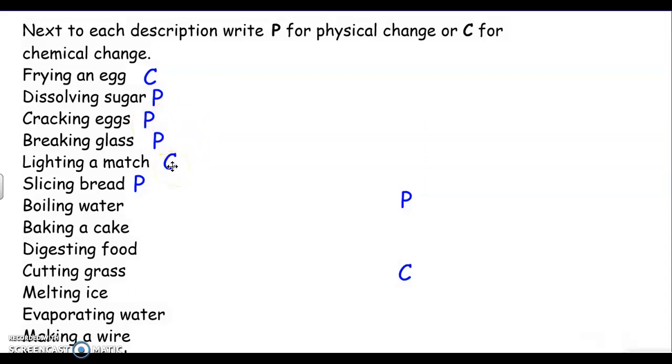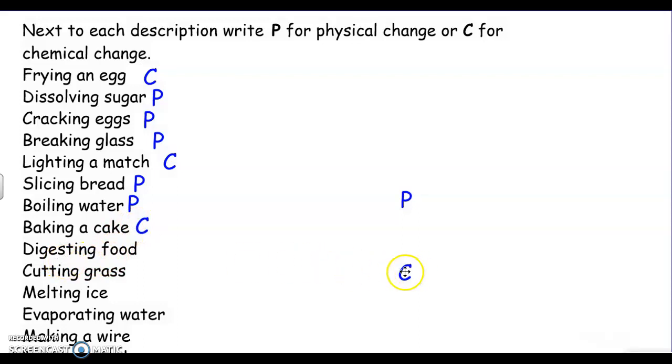Lighting a match is a chemical change involving fire. Slicing bread is a physical change of cutting bread. How about boiling water? Physical change. It's still water, we've just turned it to a gas and boiled it. Baking a cake. The term baking should be a clue. When we cook something, that's a chemical change.